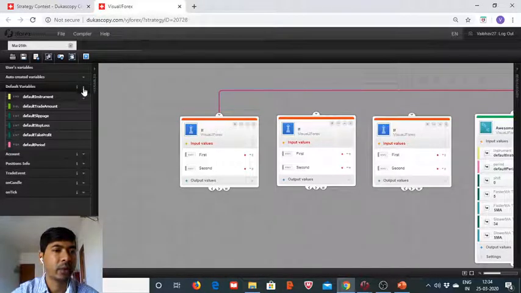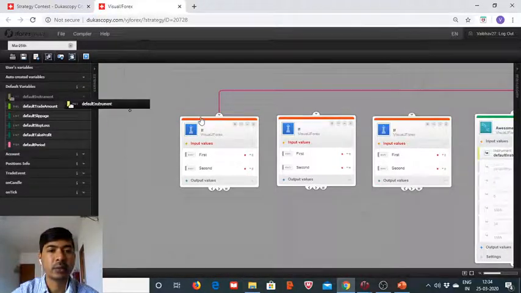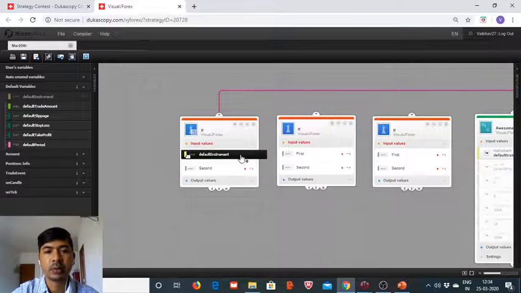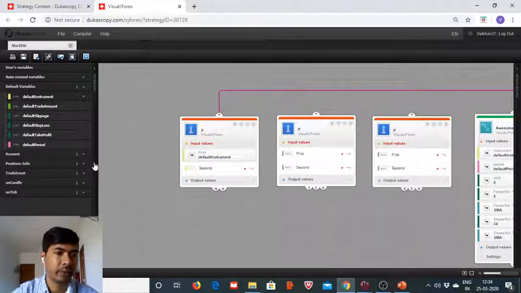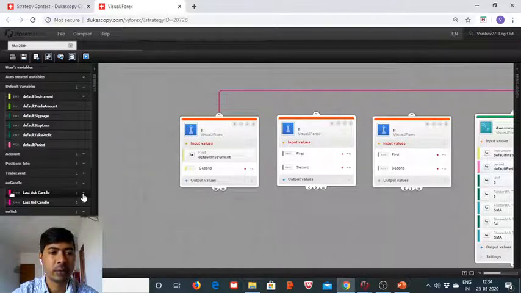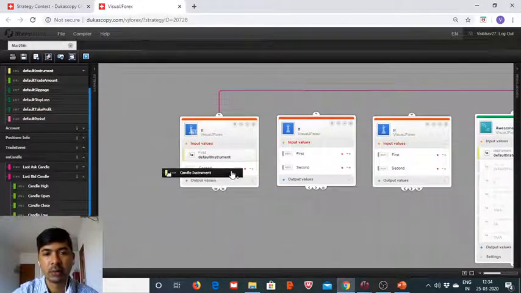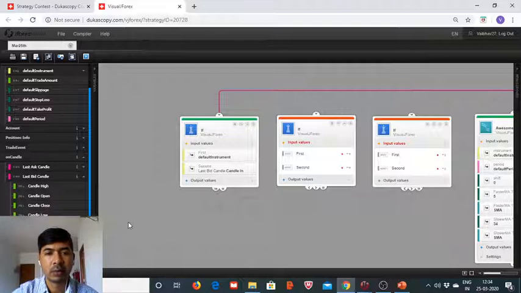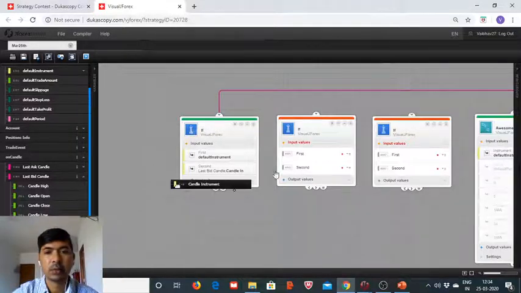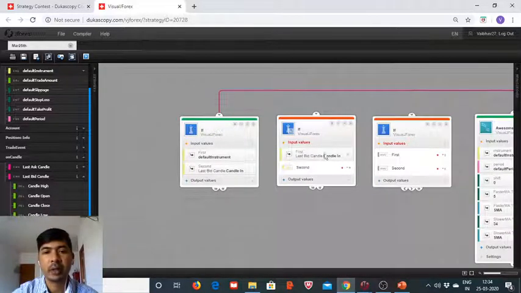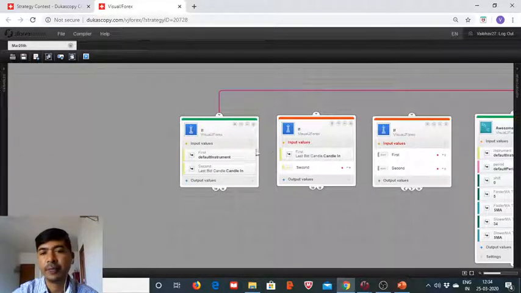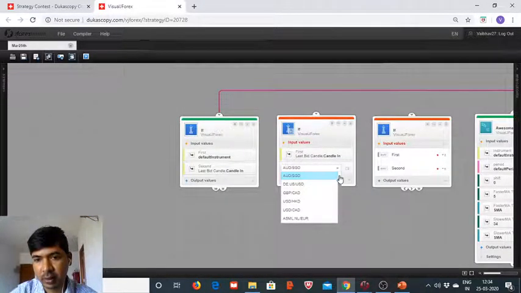Default variable, default instrument, and then we choose on candle instrument. And the candle instrument should be equal to the Euro USD.